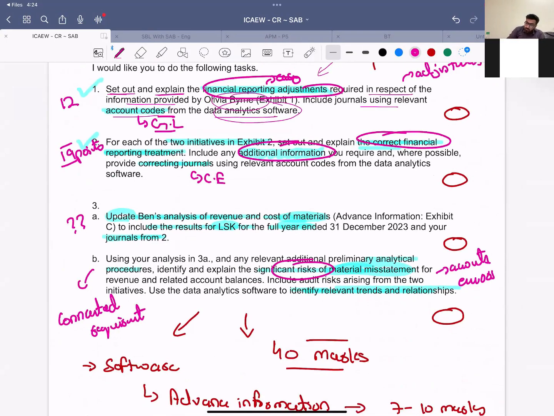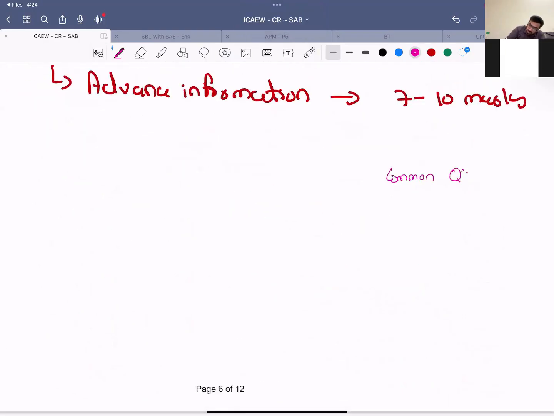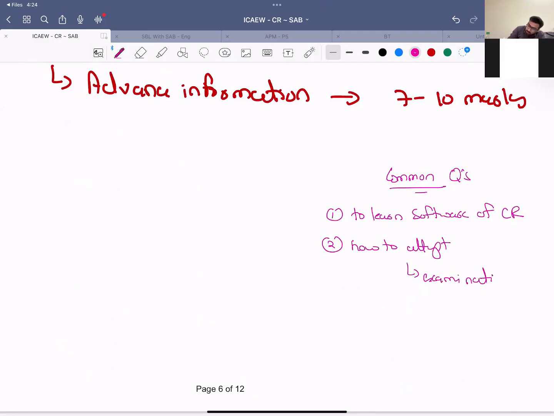Sir, the common question that I've got is, would you be helping us to learn the software of CR? Yes, I'll be teaching you how to analyze that, and how to attempt CR, like the examination software. So I'll be solving some papers on this ICAEW's examination software.